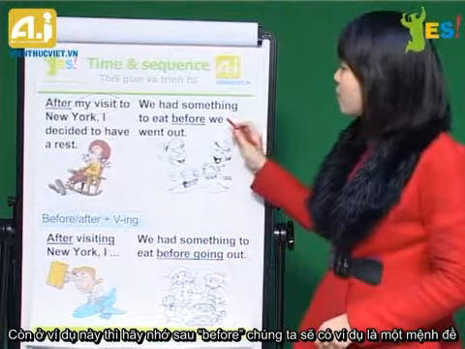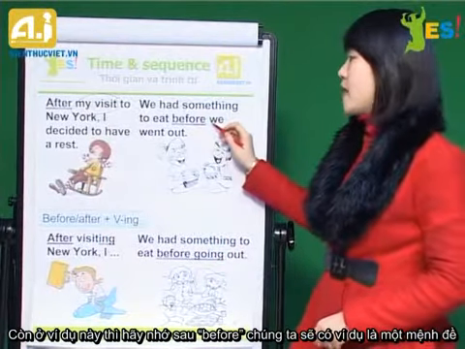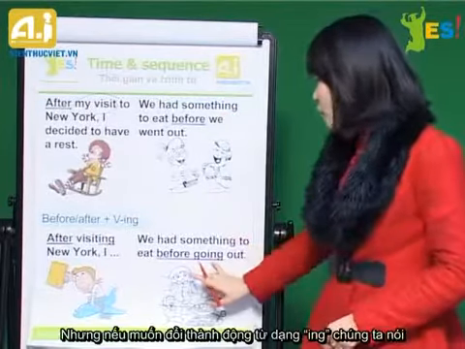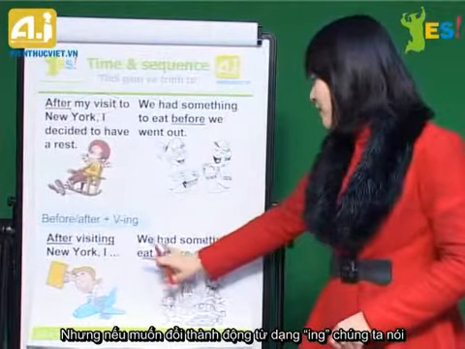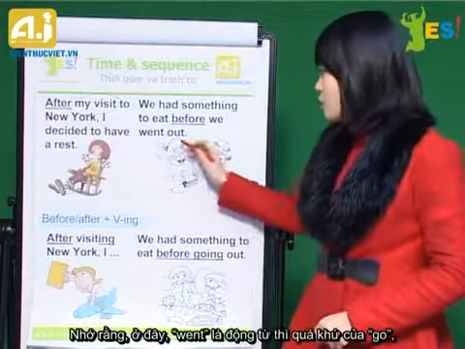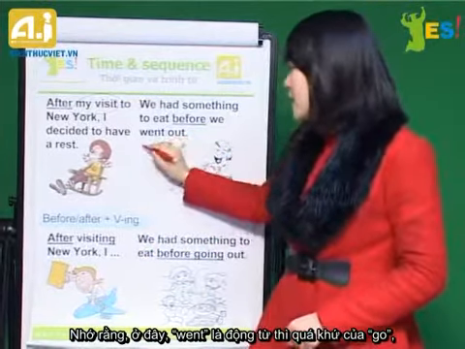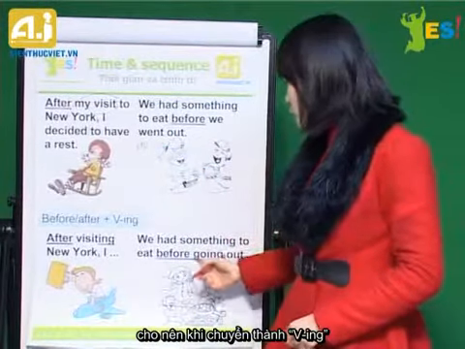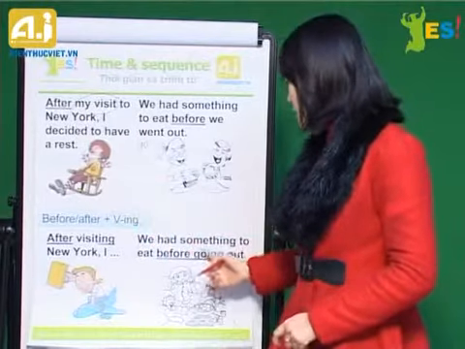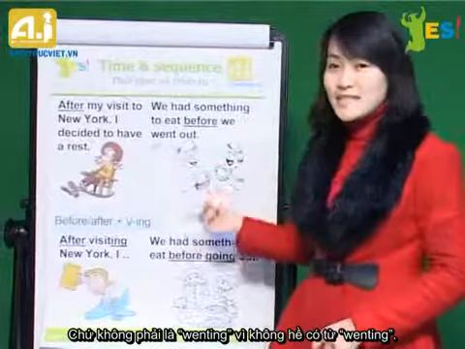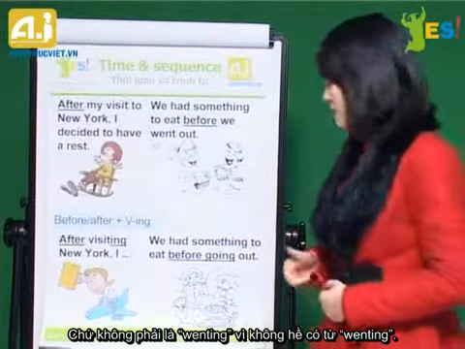In this case, remember that before had the example of a clause, we went out. But if you want to change it to verbing, you can say we had something to eat before going out. So remember that went is the past form of the verb go. So when you change it to verbing, it should be the infinitive, go, and then change to going, not wenting, okay? There's no such thing as wenting.